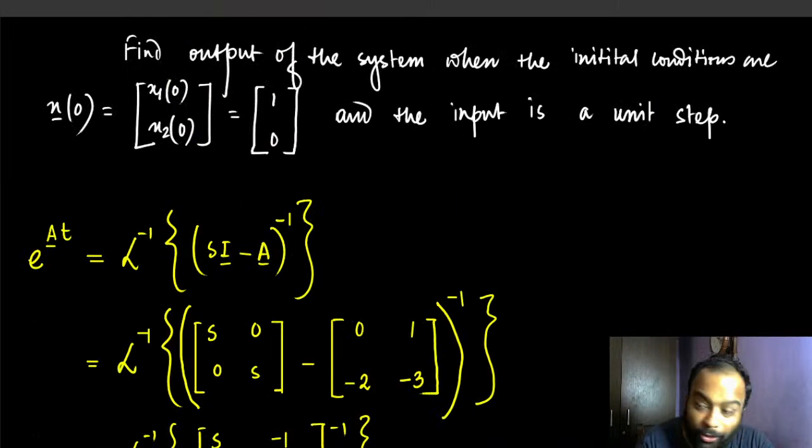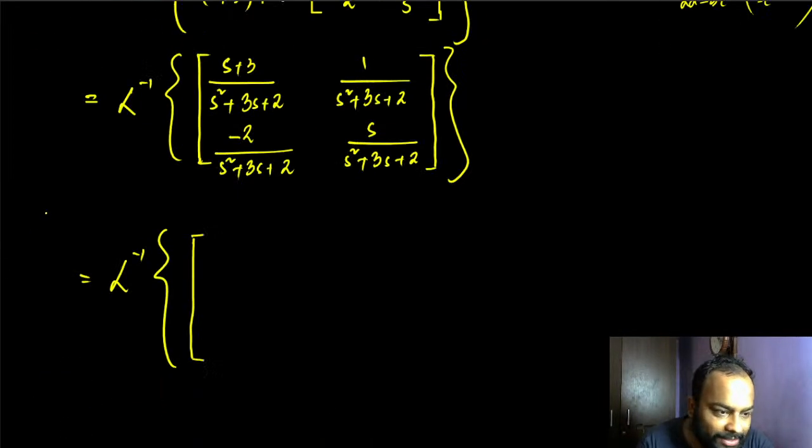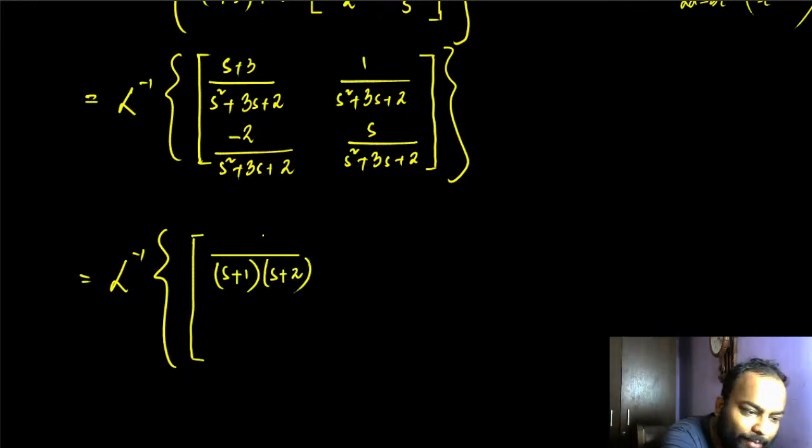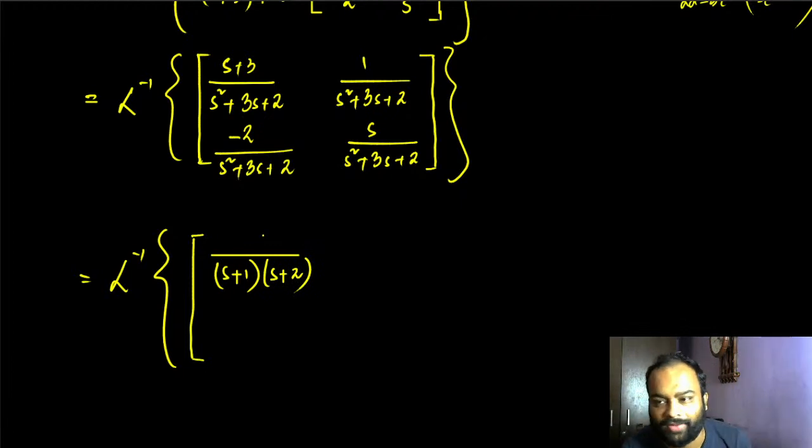Because we are calculating e to the power At. That's the objective here. We are just struggling with that so far. So here in the denominator, we have s square plus 3s plus 2. That's simply (s plus 1) times (s plus 2). And I chose that particular problem because I want this to be a very simple one, as simple as possible.